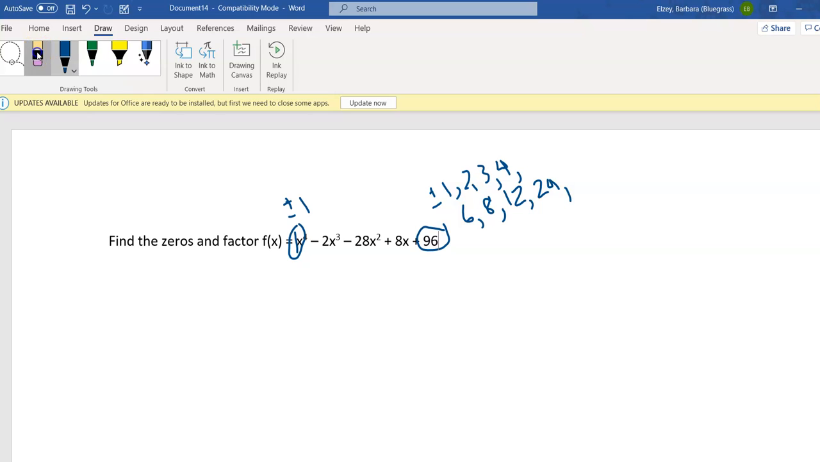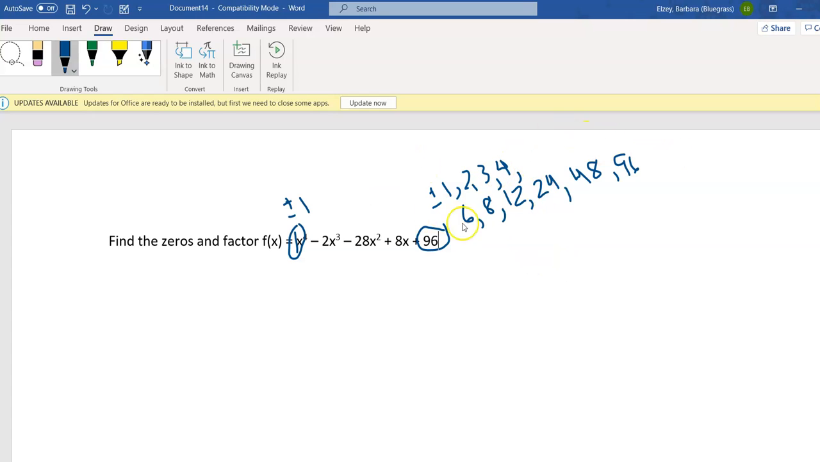And let me make my 24 look like it's not a 29. Still kind of looks like 29. But 48 goes into it. And finally, 96 goes into it. I'm wondering if I missed one. Did I miss maybe 36? No, 36 doesn't go. Okay.